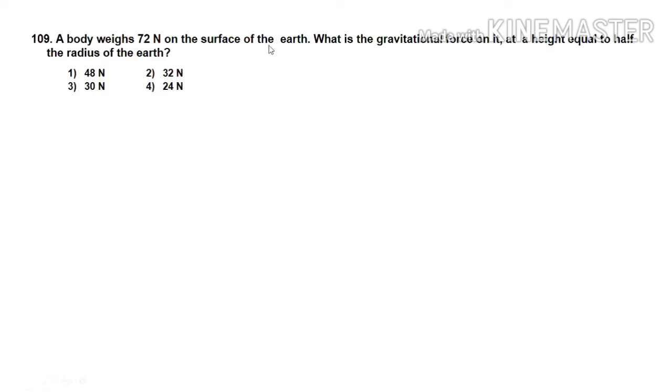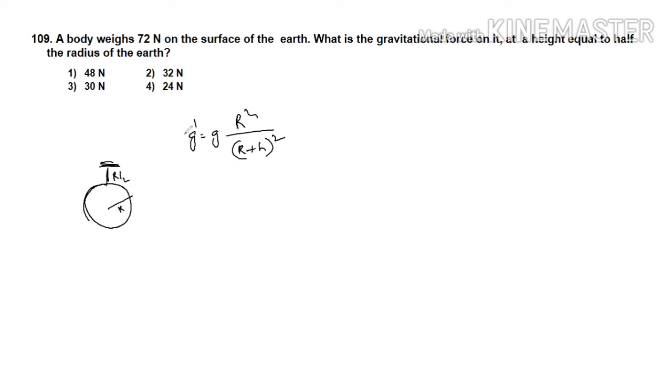Okay, so now we will move to the next question. A body weighs 72 Newton on the surface of the earth. So what is the gravitational force on it at a height equal to half the radius of the earth? Imagine this one as earth of radius capital R. They are asking at a height R by 2, half the radius of the earth, the weight of the body. So we know the formula g dash is equal to g into R square divided by (R plus h) whole square, the variation of g with height.